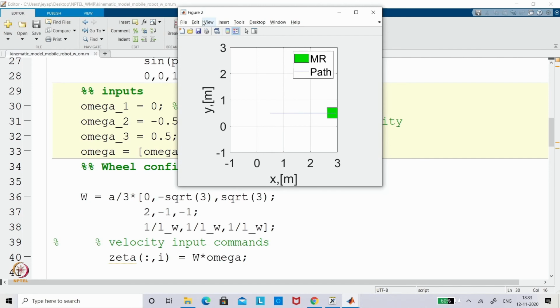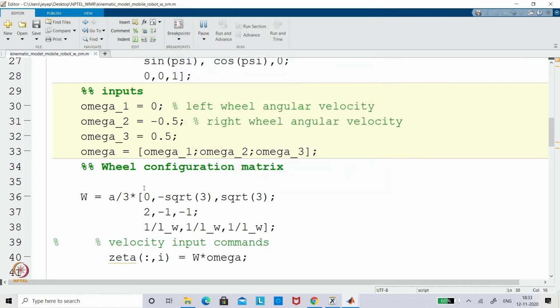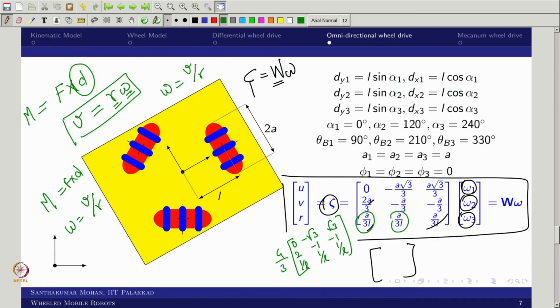Now you want to move upward. Then don't say that I give only omega 1, and omega 2 and omega 3 I give 0, then it would go like that. No, not like that. For that, both are supposed to be the same. Now you try to see what would be the case. You take the picture, then you can understand.